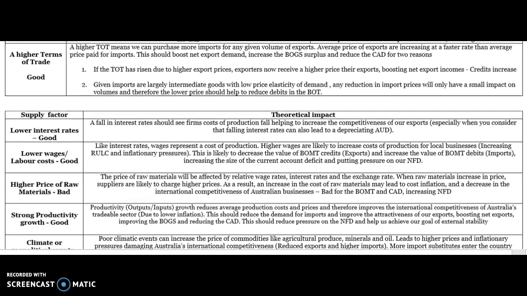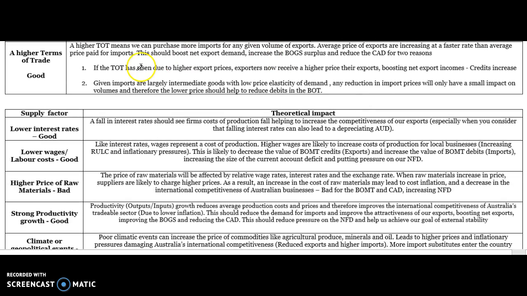Higher terms of trade is excellent for our current account. Higher terms of trade is great for keeping our current account in surplus or reducing the deficit. One, because it means that export prices are higher. Exporters are receiving a higher price, so there's more money coming in. There's more credits in particularly the balance of merchandise trade. So now we're selling our minerals at $150 instead of $50. They're basically getting 3 times as many credits, assuming that the demand stays fairly similar. So there's a lot more credits for exports.